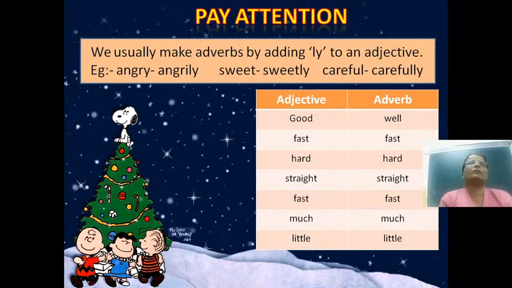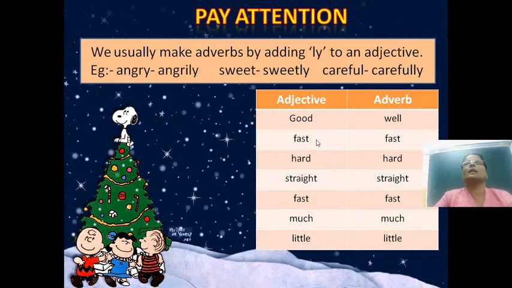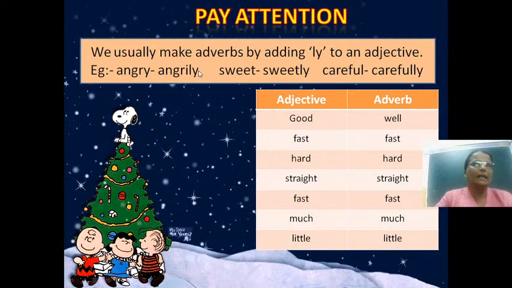You will have a lot of confusion and you may add ly to fast, and wrongly you may write it as an adverb. So these words which are working as adjectives as well as adverbs should be learned by you. In other cases, mostly we form adverbs by adding ly or ily to the end of an adjective.